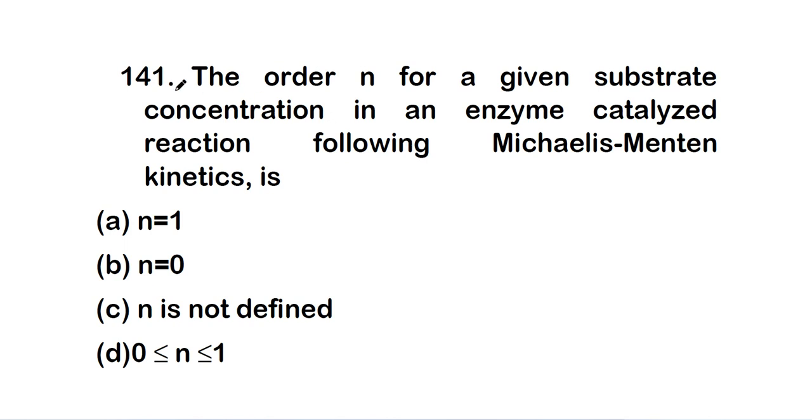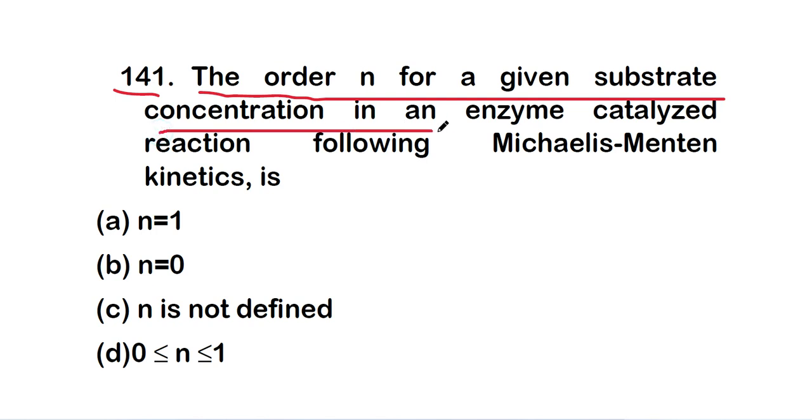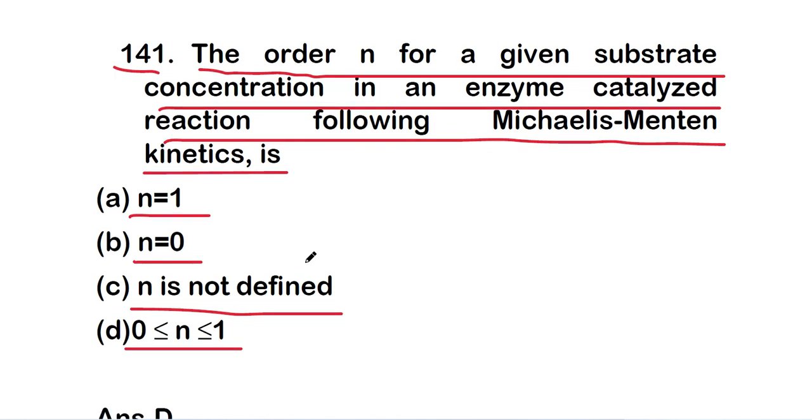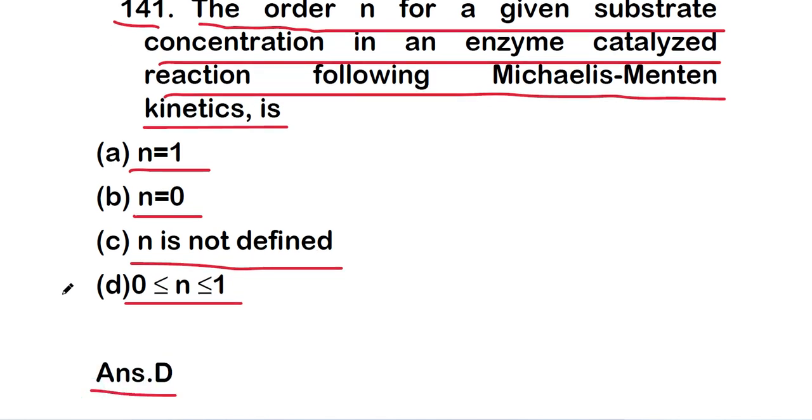So the first question is question number 141. The order n for a given substrate concentration in an enzyme catalyzed reaction following Michaelis-Menten kinetics is: option A, n equals 1; option B, n equals 0; option C, n is not defined; option D, n is greater than 0 and less than 1. So the right answer, that is the right order of Michaelis-Menten kinetics, is option D, that is n greater than 0 but less than 1.